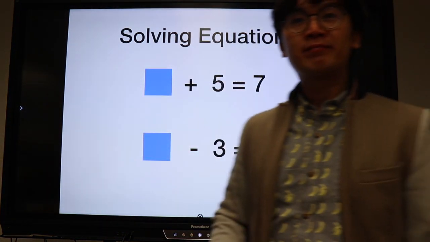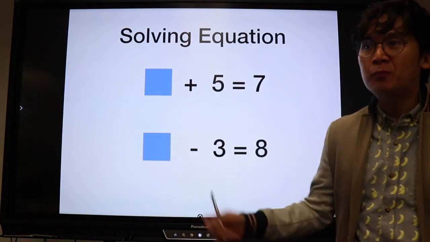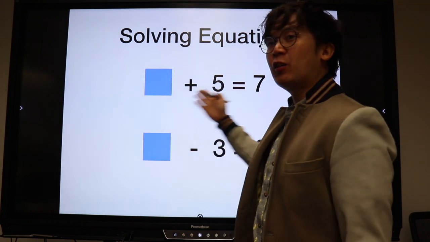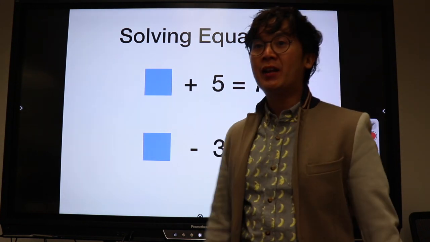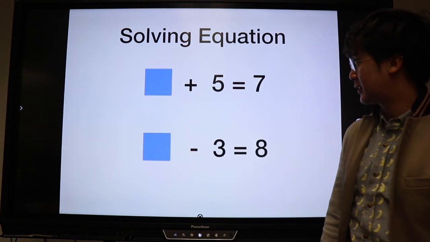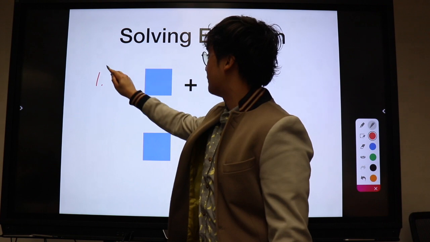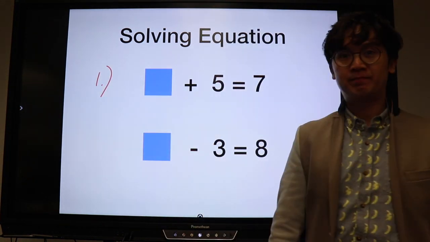Pretty basic. Elementary math, maybe first grade math, maybe preschool math. If I have an equation like this, a box plus 5 equal to 7, what is the number that we can use to complete the box? Let's start with number 1. What is the number in the box so that it will equal 7?